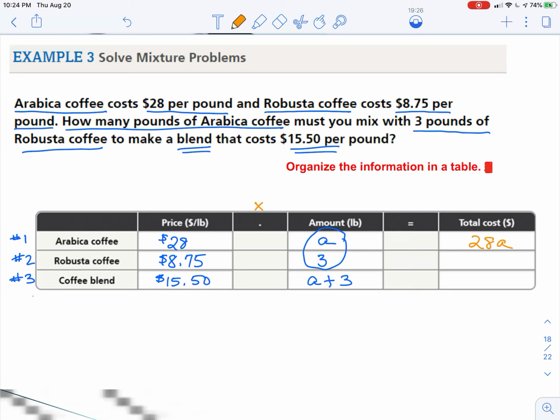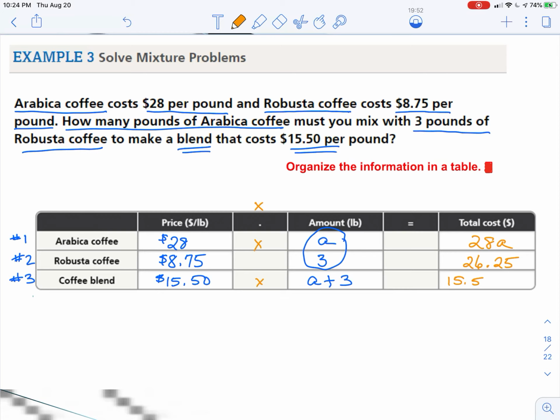The Robusta coffee is $8.75 per pound times 3 pounds. That's going to be $26.25 is the total cost of that. And then the coffee blend is going to be $15.50, or we'll just say 15.5. We don't really need the 0 on there. It's kind of considered like a terminal 0.